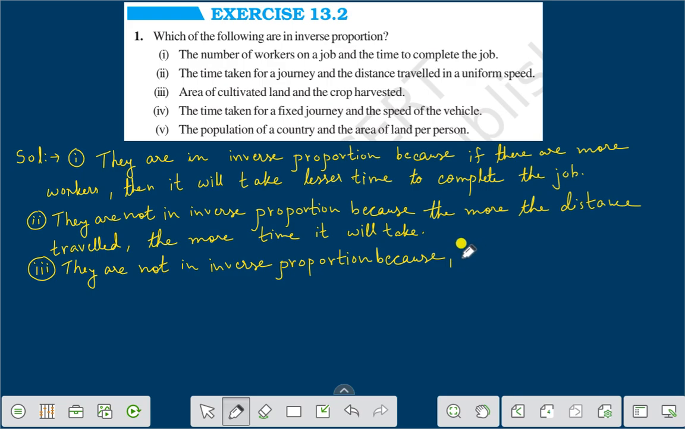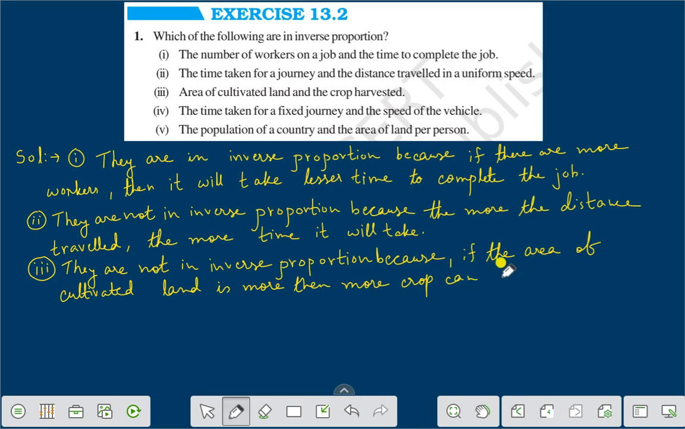If the area of cultivated land is more, then more crop can be harvested.